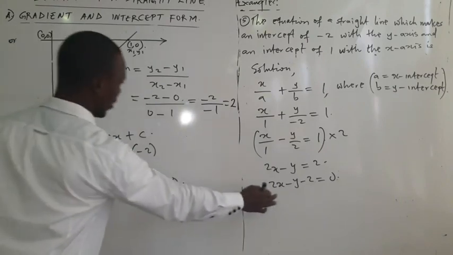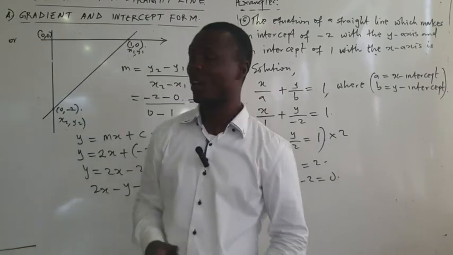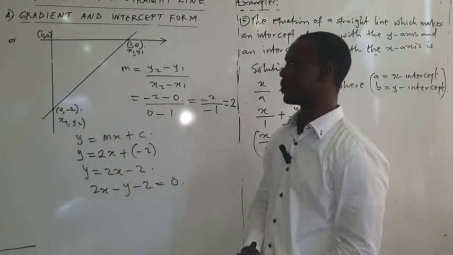If you compare the two answers, you can see they are equal. So that is that on gradient and intercept form. So that's all.